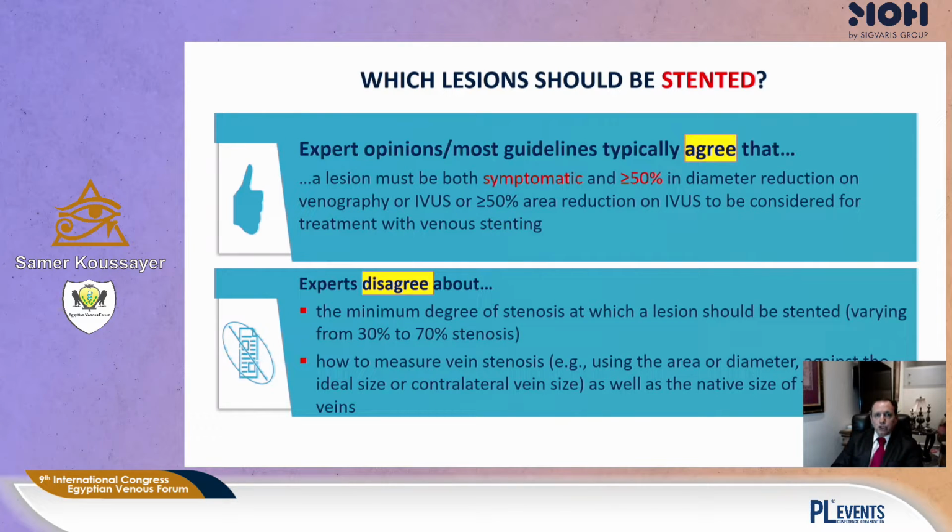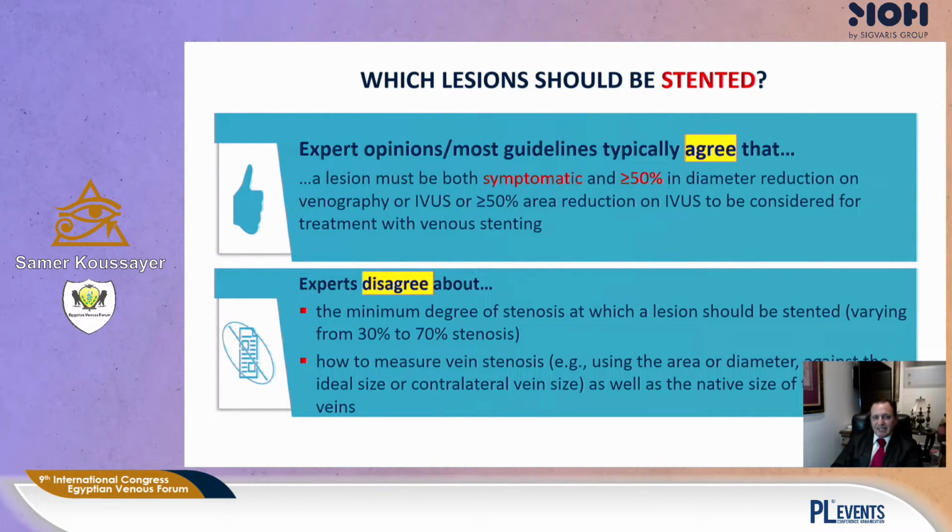So which lesion should be stented? By expert opinion, most guidelines agree that a lesion should be both symptomatic and have more than 50% diameter reduction on venogram or IVUS, or more than 50% area reduction on IVUS, to be considered for treatment with venous stenting.